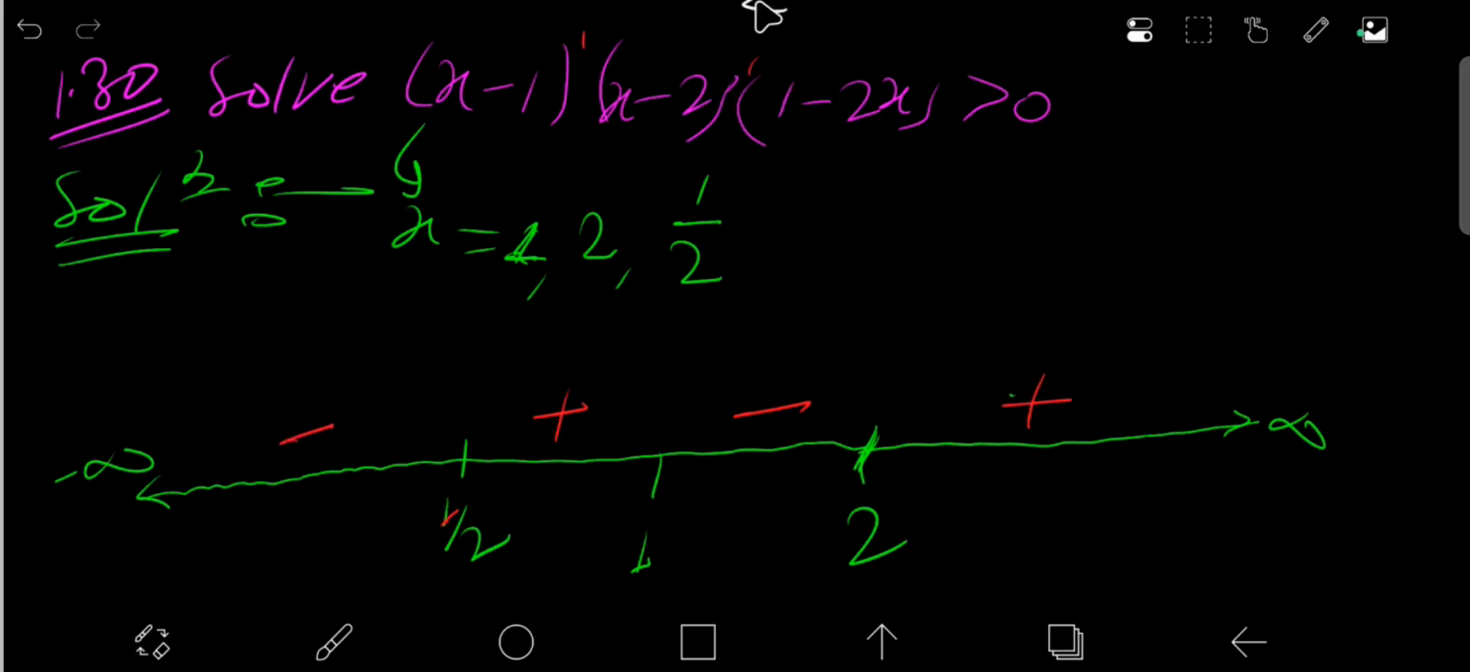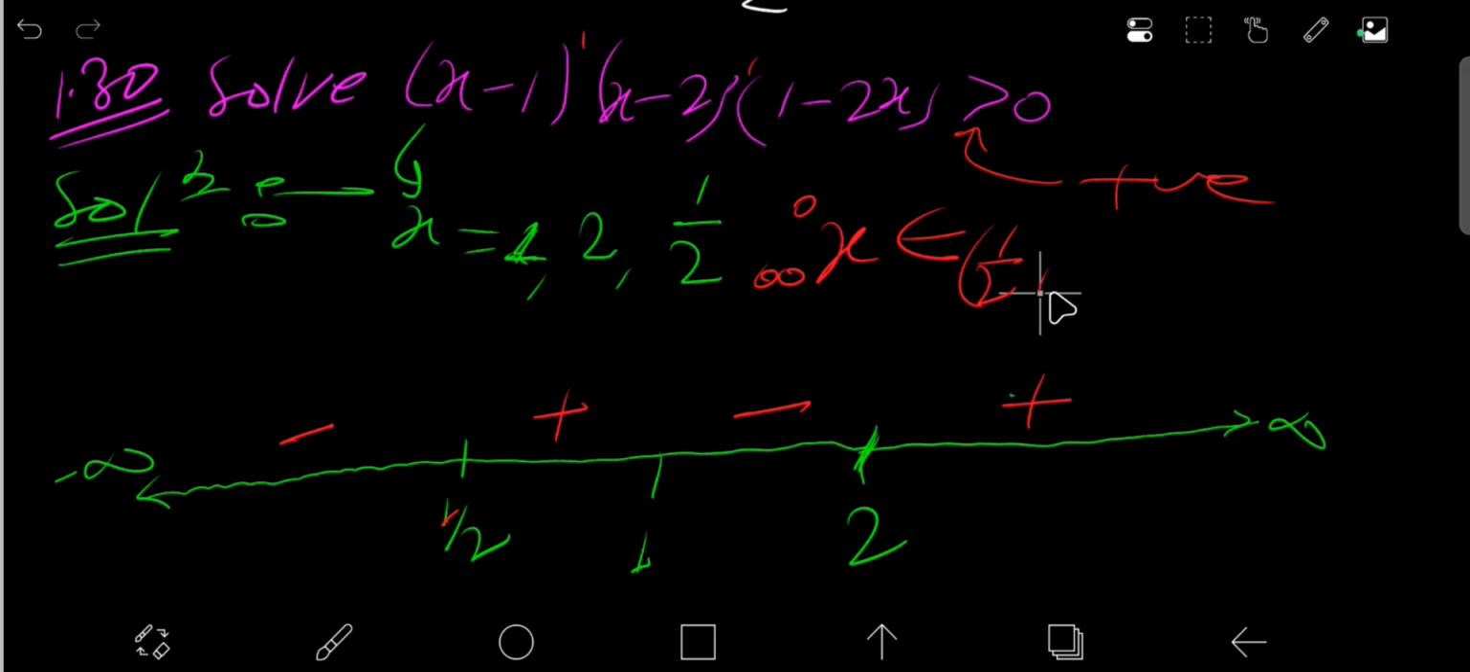Now how do we write the solution? In the final solution we write therefore x belongs to, we take only the positive interval, because here it is given greater than, meaning we take only the positive interval, and there is no equality sign. So we take an open interval, 1 by 2 to 1, union this interval 2 to infinity. This is my final answer now.